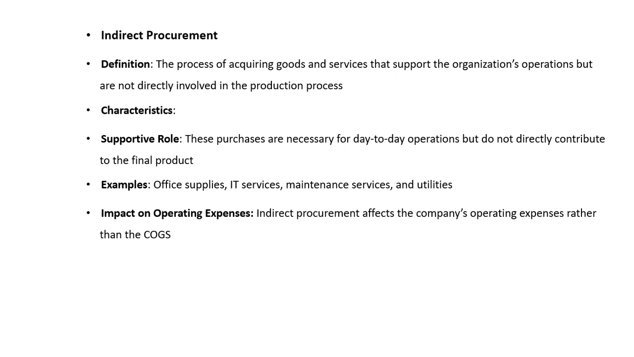Indirect procurement. Definition: the process of acquiring goods and services that support the organization's operations but are not directly involved in the production process. Characteristics: supportive role. These purchases are necessary for day-to-day operations but do not directly contribute to the final product. Examples: office supplies, IT services, maintenance services, and utilities. Impact on operating expenses. Indirect procurement affects the company's operating expenses rather than the COGS.